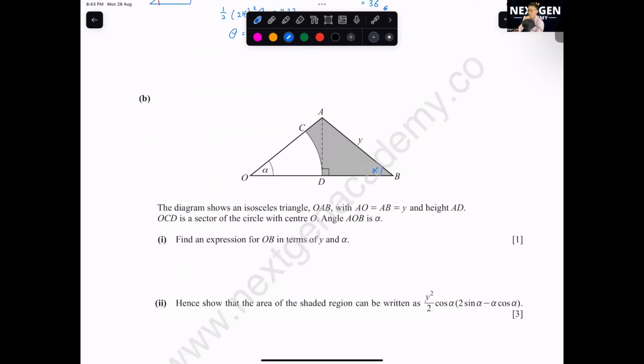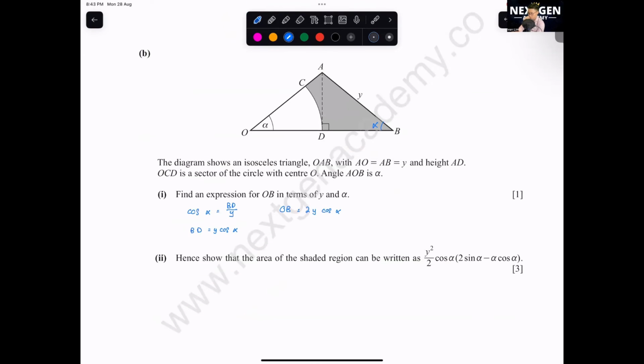Can I find what is BD? BD, I can use SOHCAHTOA. Cos alpha equals to BD over Y. BD is Y cos alpha. So 1/2 of it is Y cos alpha. OB is 2 of it, so 2Y cos alpha, which is this whole thing at the bottom here.